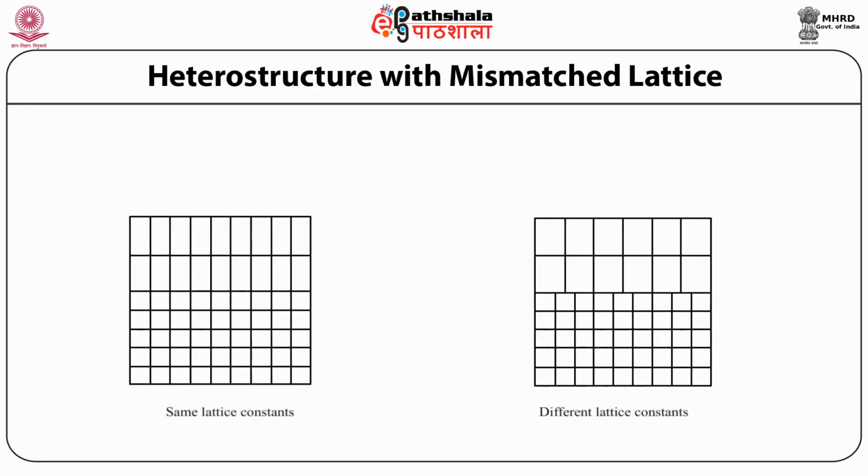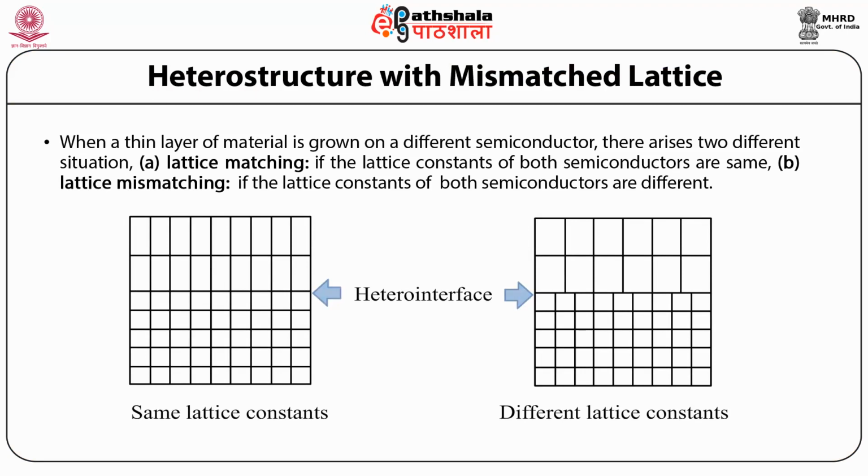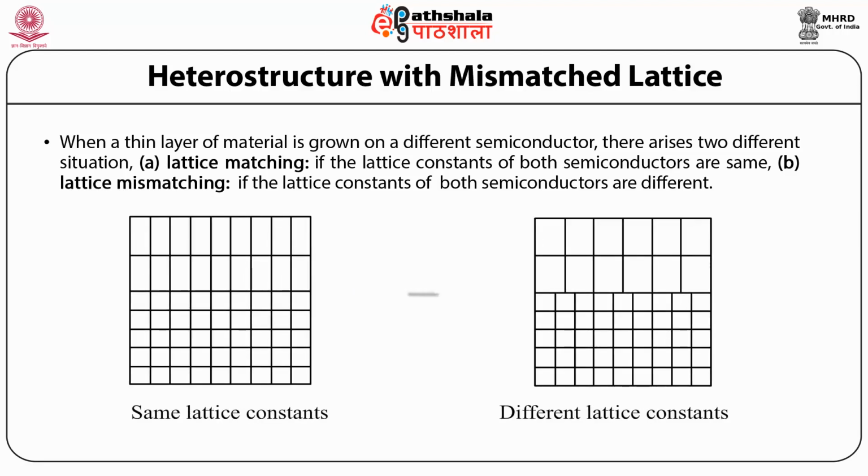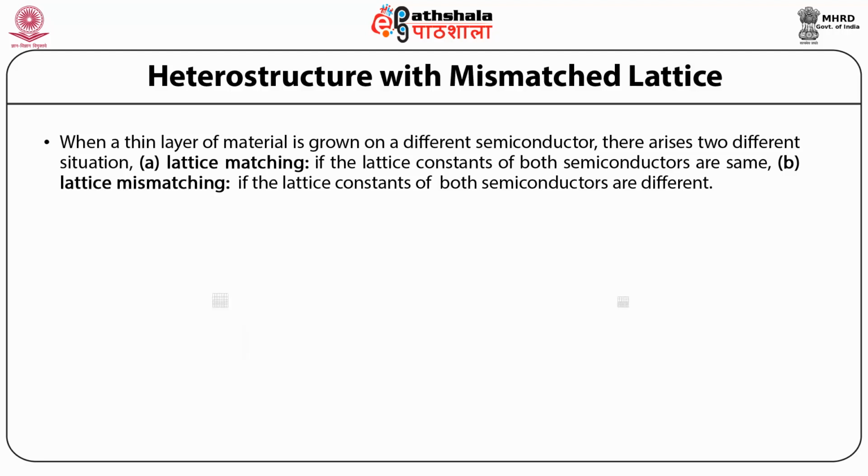Heterostructure with mismatched lattice. When a thin layer of material is grown on a different semiconductor, two different situations arise. Lattice matching, which is shown in the figure on the left hand side, is when the lattice constants of both the semiconductors are the same. Next is lattice mismatching, when the lattice constants of both the semiconductors are different, as shown in the figure on the right hand side.